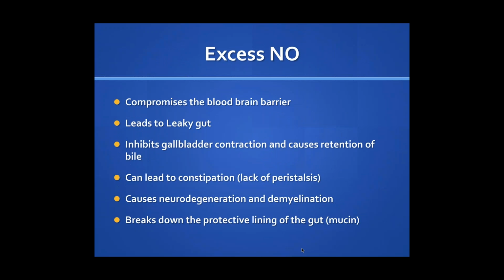But when we get excess nitric oxide, remember, too much of a good thing can be a bad thing. When it turns to peroxynitrite molecules, it compromises the blood-brain barrier and leads to leaky gut. It inhibits the gallbladder contraction and causes the retention of bile. This can be one of the reasons for constipation. If you've got some patients who are just unresponsive in the constipation department, it can be from this peroxynitrite molecule being created. It also causes neurodegeneration and demyelination and breaks down the protective lining of the gut, or the mucin.